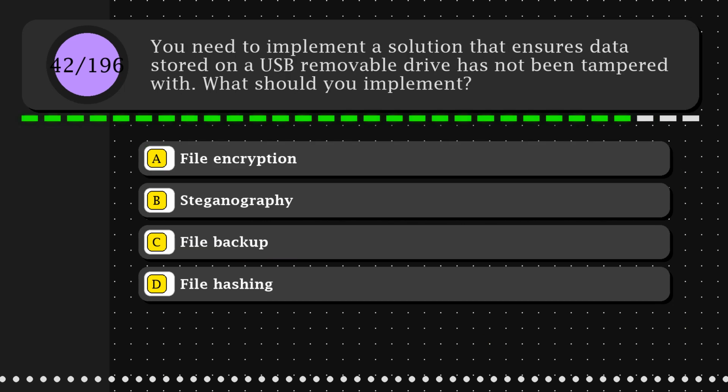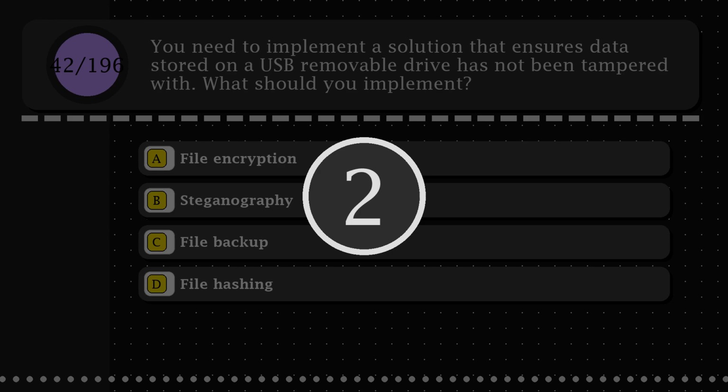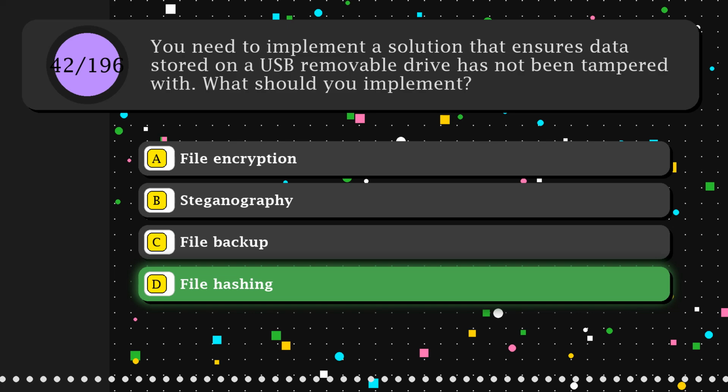Question 42. You need to implement a solution that ensures data stored on a USB removable drive has not been tampered with. What should you implement? Option A, file encryption. Option B, steganography. Option C, file backup. Option D, file hashing. The correct answer is option D, file hashing.